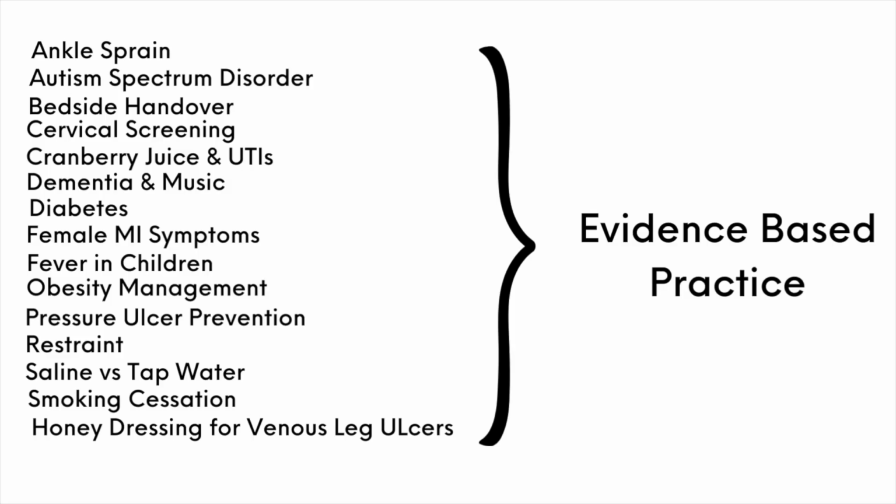In evidence-based practice, possible scenarios that can come out are ankle sprain, autism spectrum disorder, bedside handover, cervical screening, cranberry juice and UTIs, dementia and music, diabetes, female myocardial infarction symptoms, fever in children, obesity management, pressure ulcer prevention, restraint, saline versus tap water, smoking cessation, and honey dressing in venous leg ulcers.